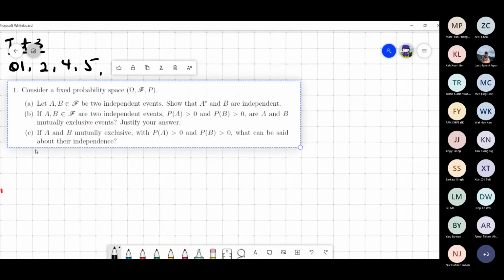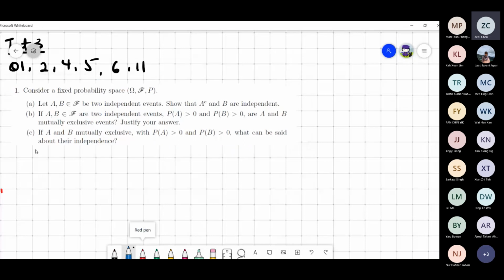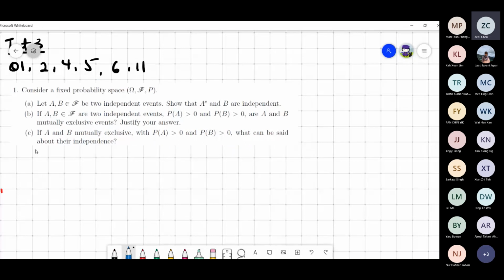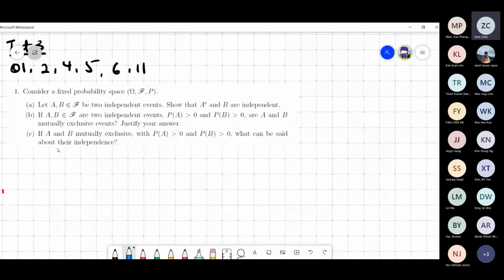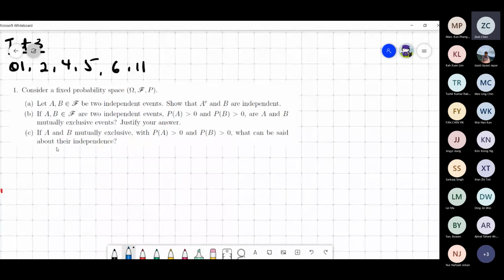ABC. So let's look at part A first. Supposing A, B are independent, then show that A complement and B are independent. Actually, we have this very interesting feature over here. I'm not sure whether you guys are aware of this or not, so I just put it as a remark here. Actually, all these are equivalent.